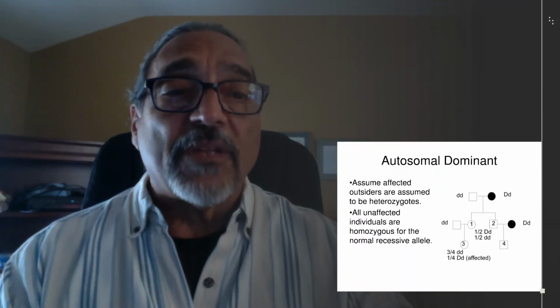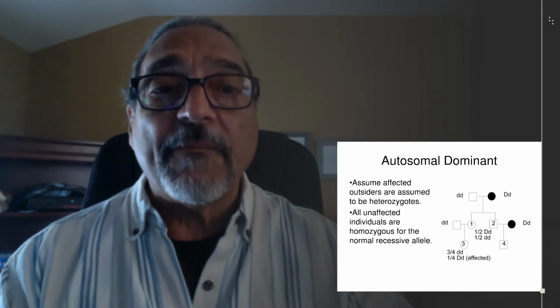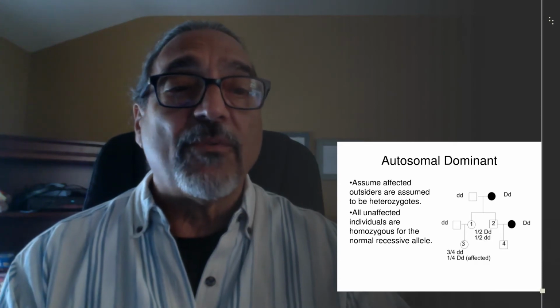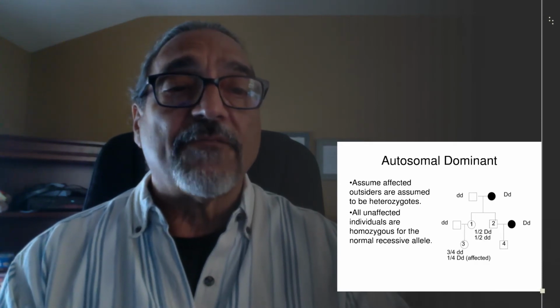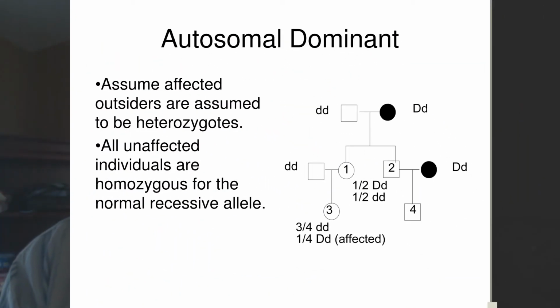Typically, we want to look at, here is a classic autosomal dominant pedigree. In this case, we've got two individuals, an unaffected male and an affected female. We know that the female is dominant. I'm showing you this now so you can recognize the, hold on one sec.